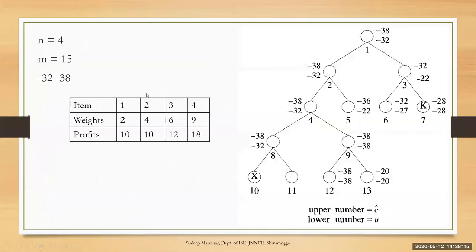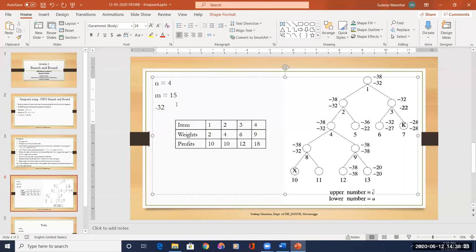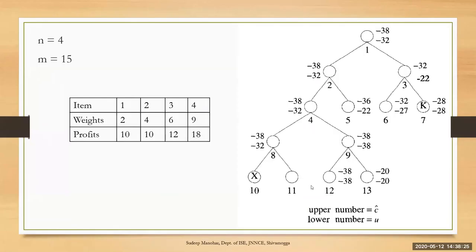This is an example, the same example we took yesterday. N is equal to 4, M is equal to 15. That means there are 4 items, and the maximum capacity of the knapsack is 15. 4 items are given, with their corresponding weights and profits, and this is the state space tree that we are supposed to draw.